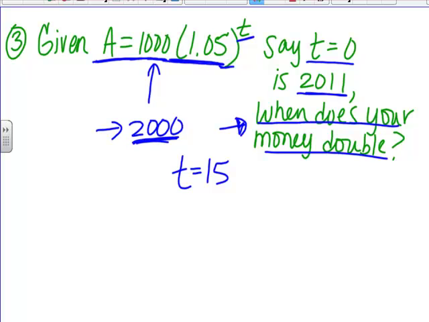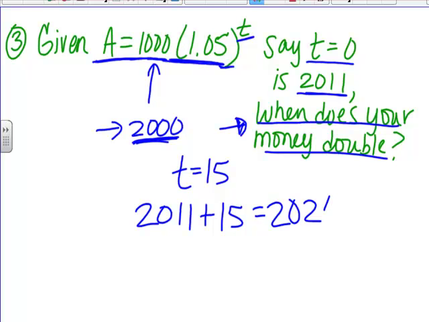So if someone's asking me, well, what year is that going to occur in, then 2011 plus 15 would equal 2026, I guess. Now, in reality, your money is probably going to have doubled sometime in the previous year, but for the purposes of this problem, I'm just going to look for where it's actually over $2,000, so I know that it actually has doubled. So this is just a more real-world application.